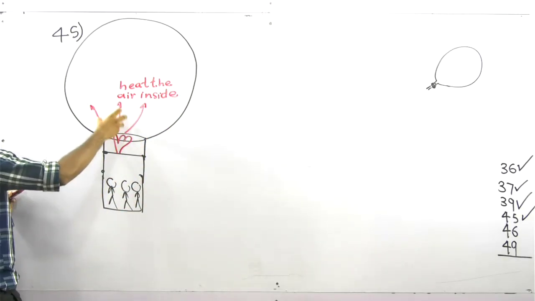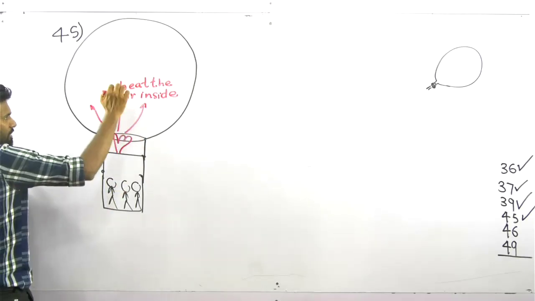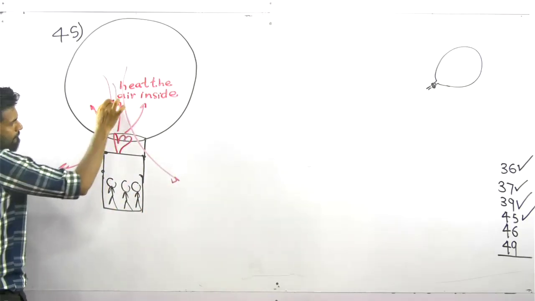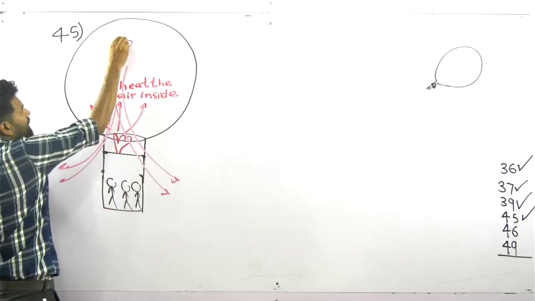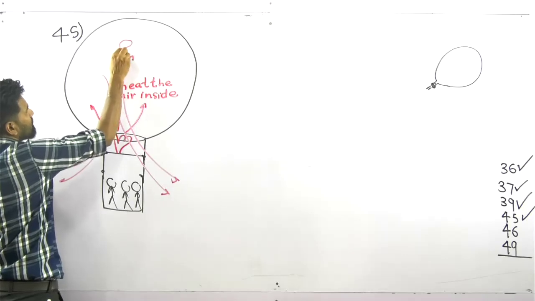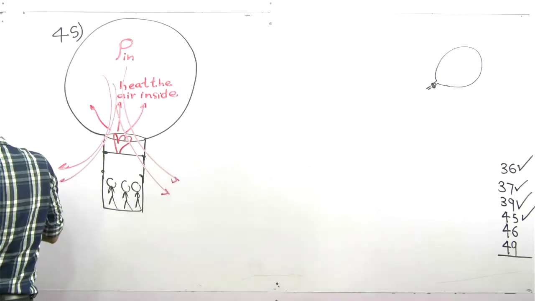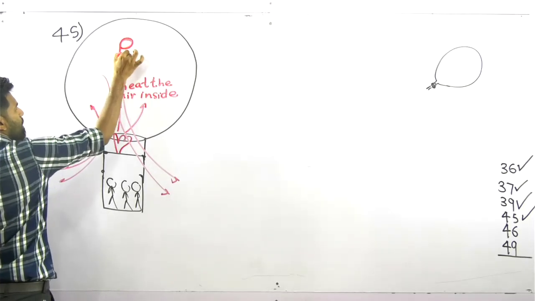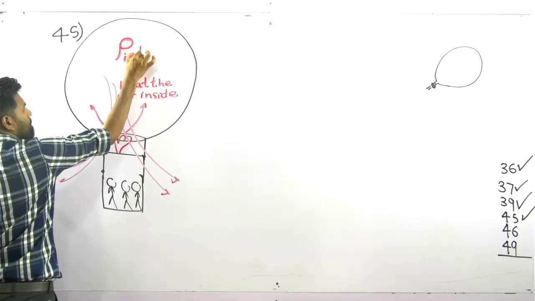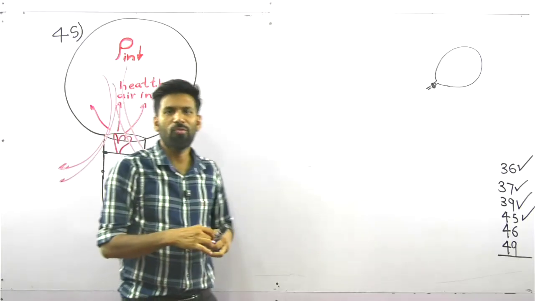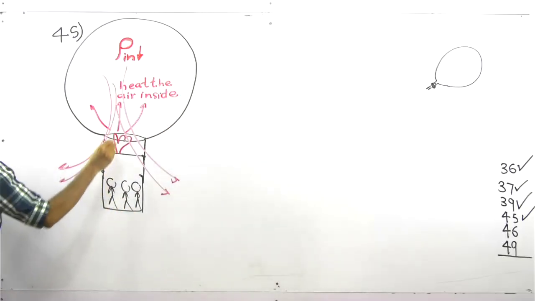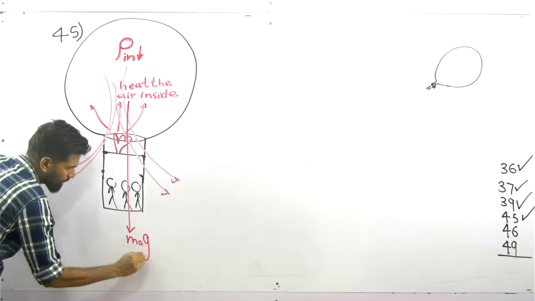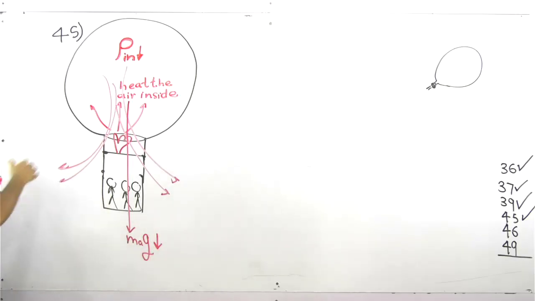Okay? When you heat the air inside it, what will happen? Air will move away. When the air moves away, the density inside decreases. Inside density of the air decreases. When the inside density of the air is decreasing, the weight of the air, mg, decreases.